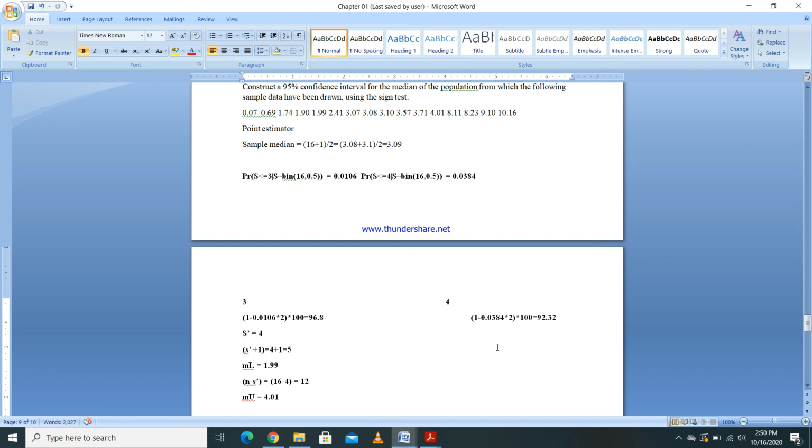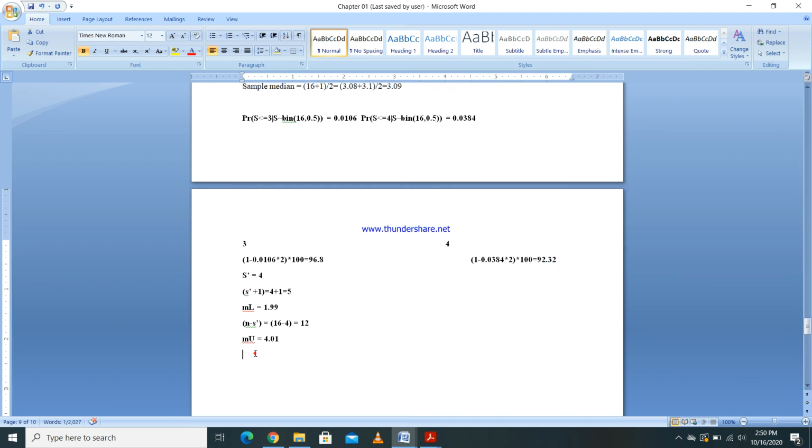So in this case, when S dash is equal to 4, we can see the confidence is 92.32%. So we can find a 92.32% confidence interval for this data set, which contains the median value, that is 1.99 and 4.01. Alright, so this is how, using the sign test, we are going to find the confidence interval. So I hope that is clear to you.